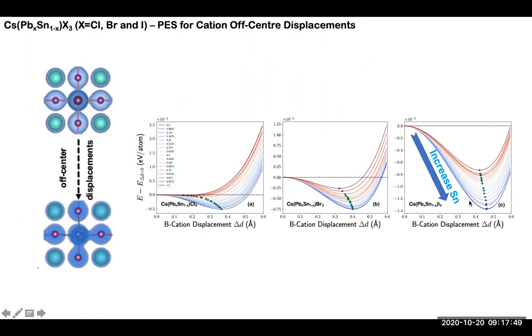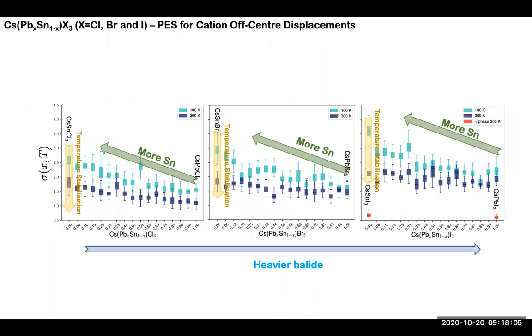For all these halides, as you increase the amount of tin concentration, you start to see a much deeper well for the vibration of tin as they are being distorted from their equilibrium position. And if you apply this to the molecular dynamics trajectory, here is 52 molecular dynamics simulations done for chloride, bromide, and iodide, each at two different temperatures, 100K and 300K.